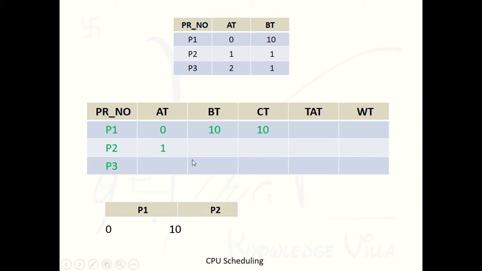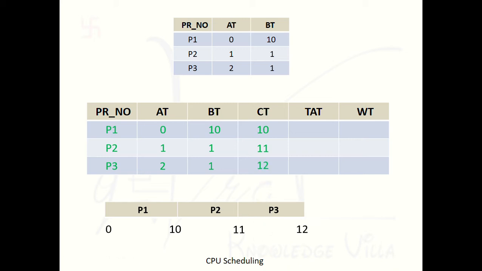P2 will start its execution and execute for 1 time unit. So P2 will complete its execution at 10 plus 1, 11. So 11 becomes the completion time for process P2. Next, only process P3 remains, so by default P3 will start its execution. P3 will execute for 1 time unit, so 11 plus 1, P3 will complete its execution at 12 time units. So 12 becomes the completion time for process P3.